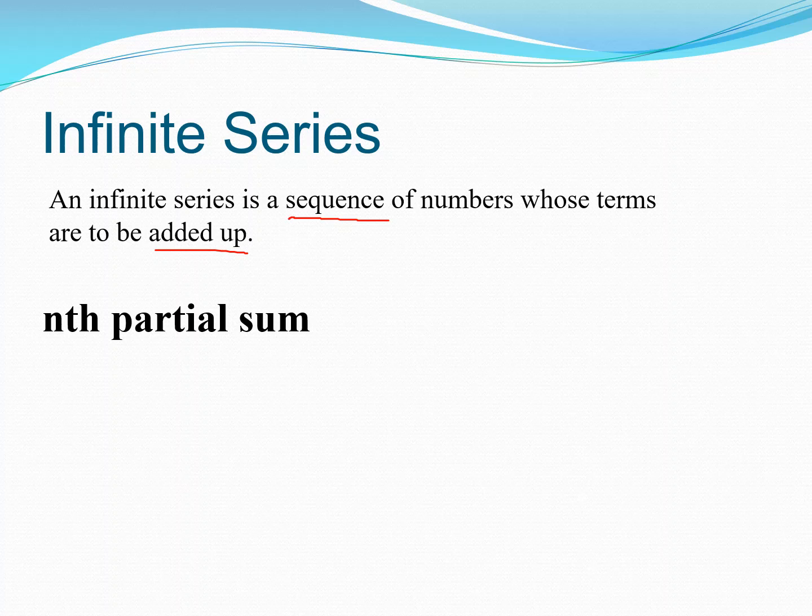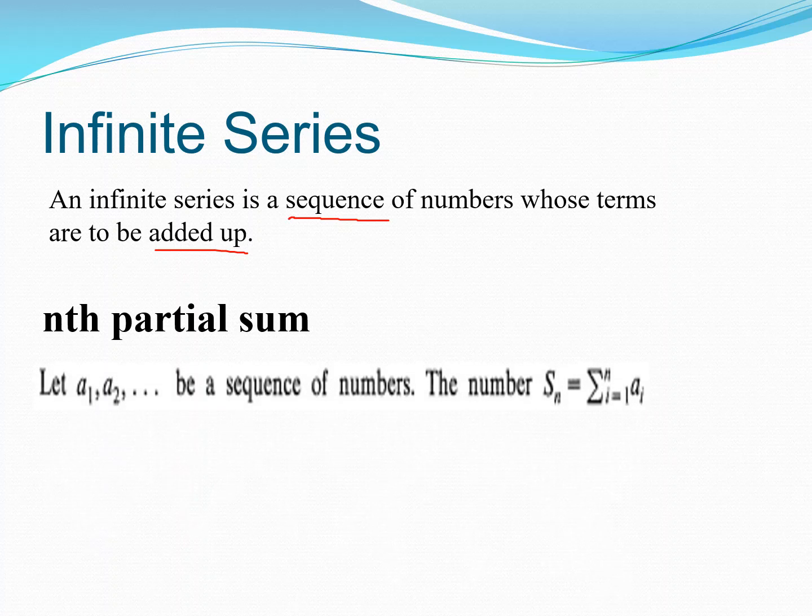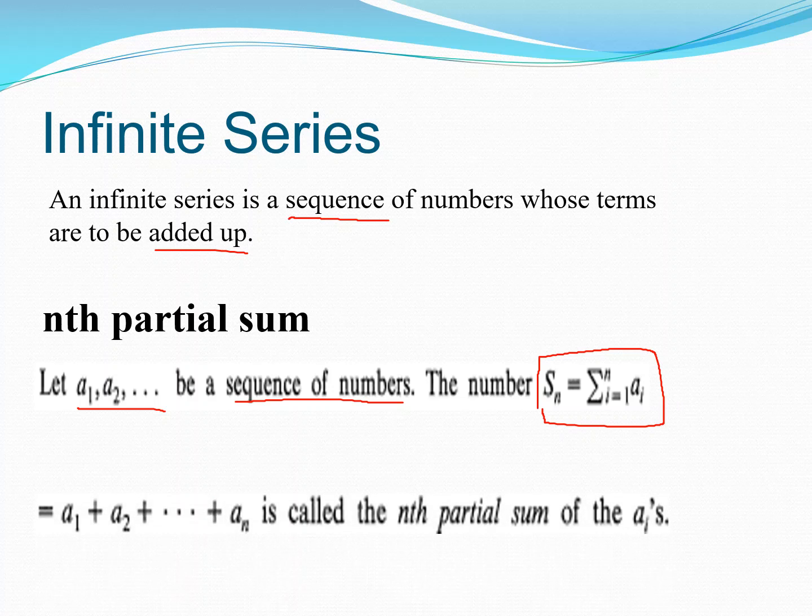Let's see about the nth partial sum. Let A1, A2, A3 be the sequence numbers. The number Sn, which is equal to the sum of ai, where i varies from 1 to n, is called the nth partial sum of the ai's. n may be 1, 2, 3, 4.